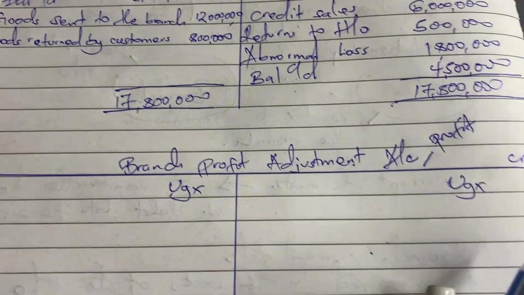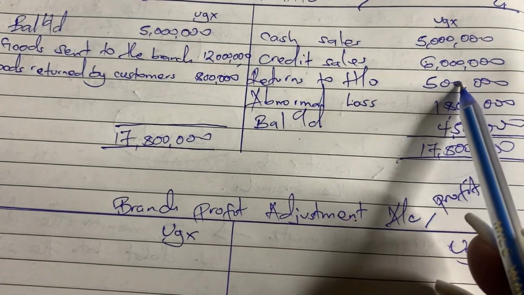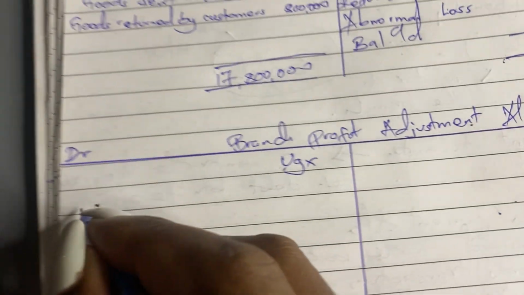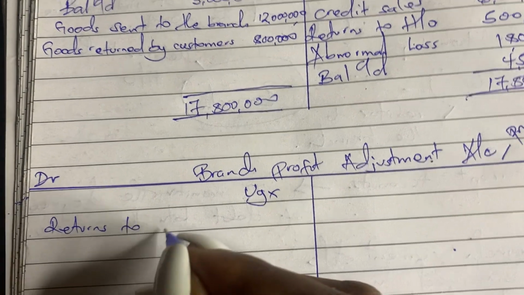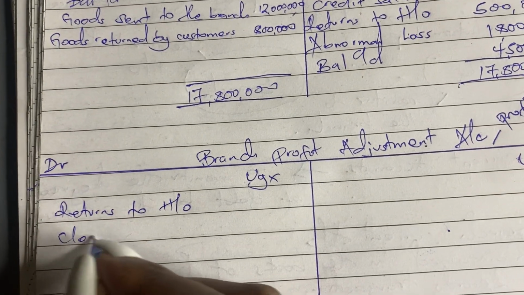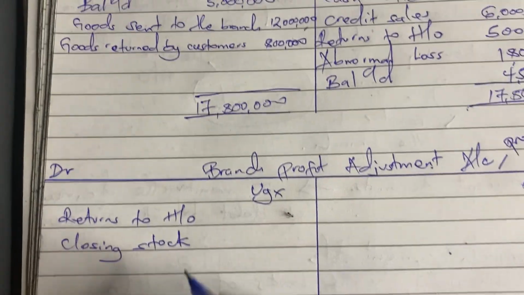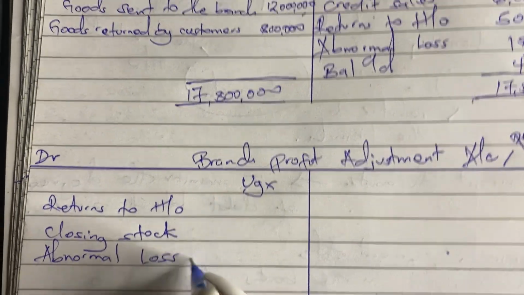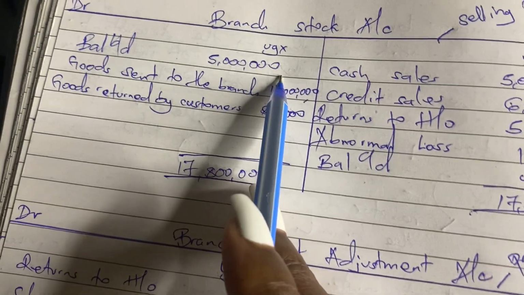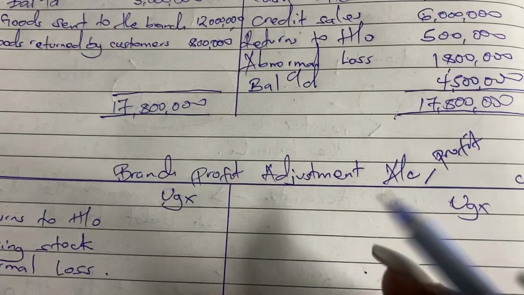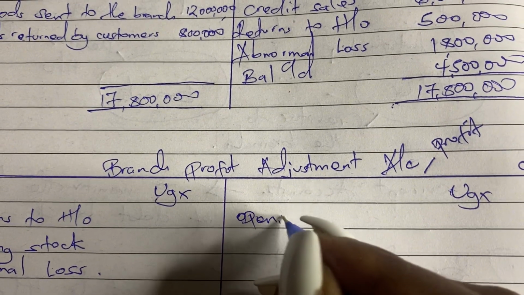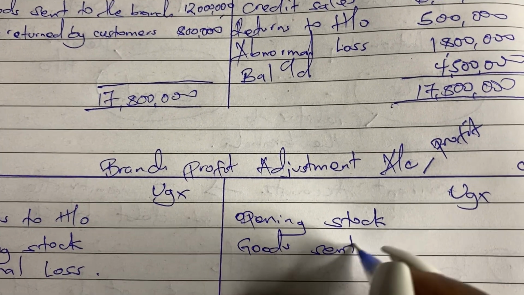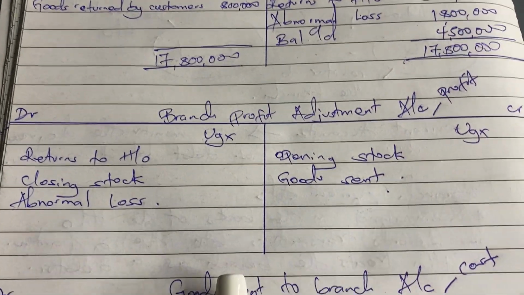Yeah, so this side we only have returns to head office, then we have the abnormal loss, then the closing balance. So returns to head office, the closing stock, and the abnormal loss. Then this side we only have the opening balance and then the goods sent. So we have opening stock, then goods sent. And for the figures we are going to record its profit figure.